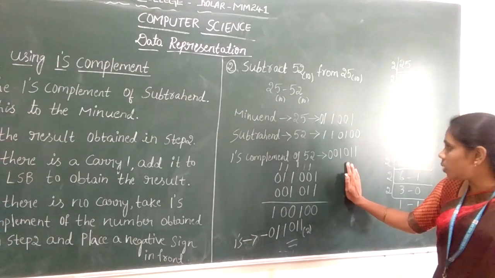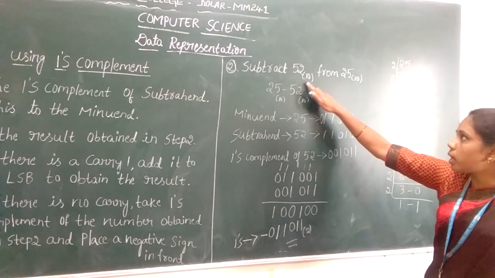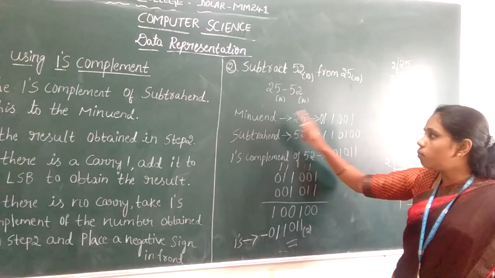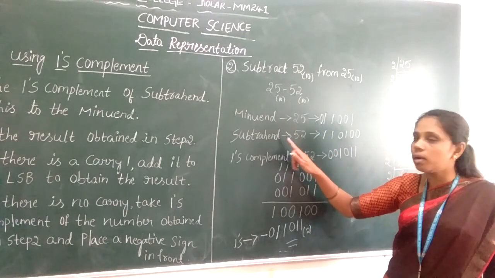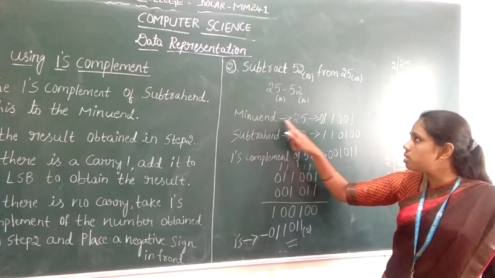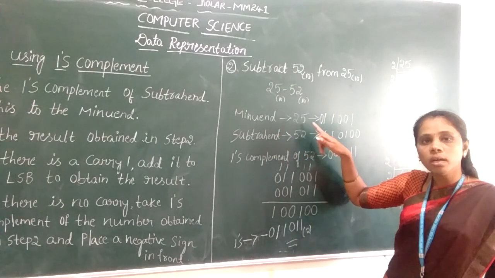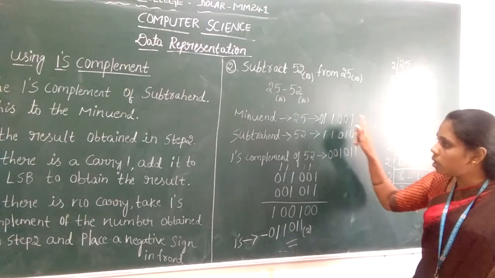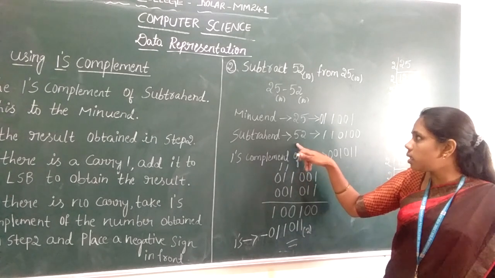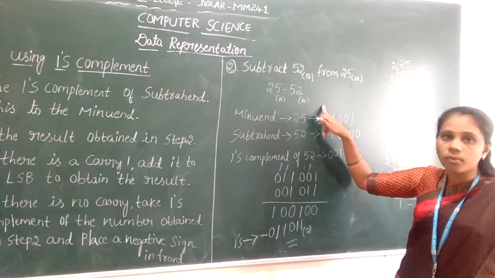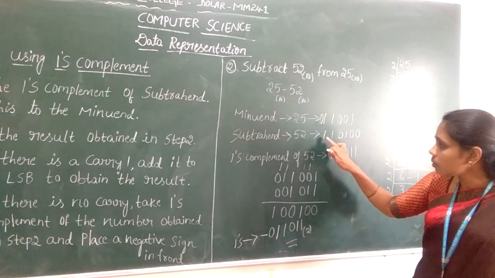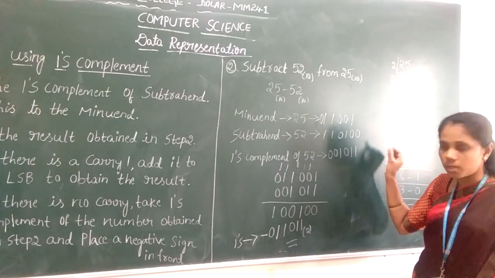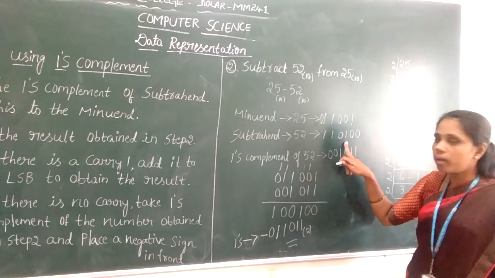So I explain once more. This is a problem: subtract 52 from 25, that can be written as 25 minus 52. First find out which is the minuend and which is the subtrahend. Here the minuend is 25 because we are subtracting from 25. The binary equivalent value is 0 1 1 0 0 1. Next find out the subtrahend, that is 52 because we are subtracting 52. Find out the binary value of 52, that is 1 1 0 1 0 0. Next, take the ones complement of the subtrahend.